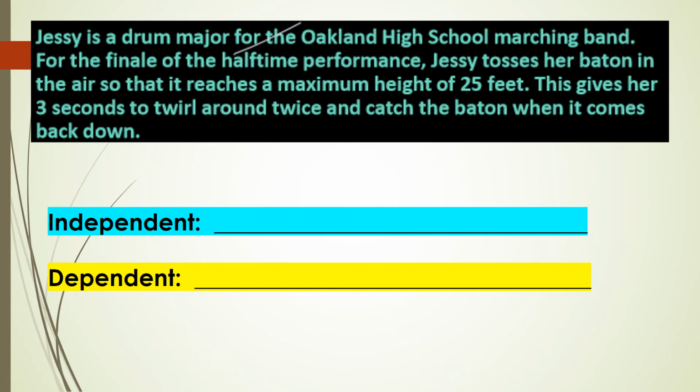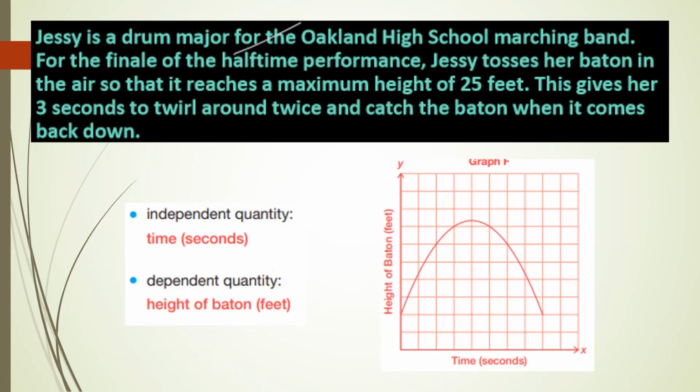Put me on pause and think about it. Now, for Jessie, you're looking for the key word per, and I don't see it in this one, nor do I see the word each. So what are the two things you're looking at? Well, you're looking at your time and how high she throws the baton up into the air. So the independent quantity is time, and your unit of measure is seconds.